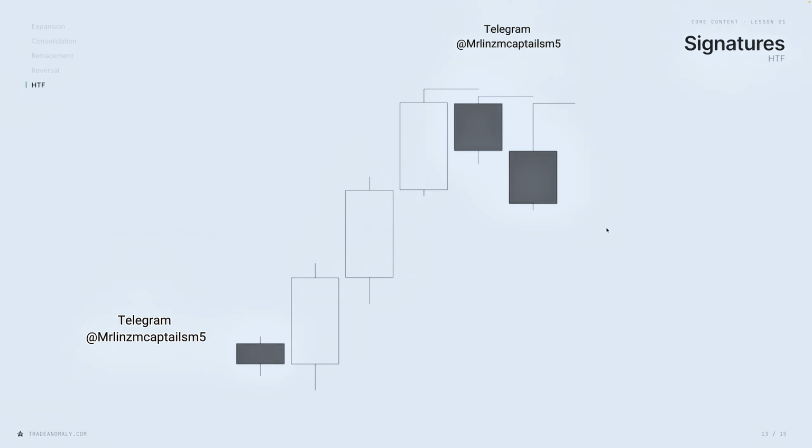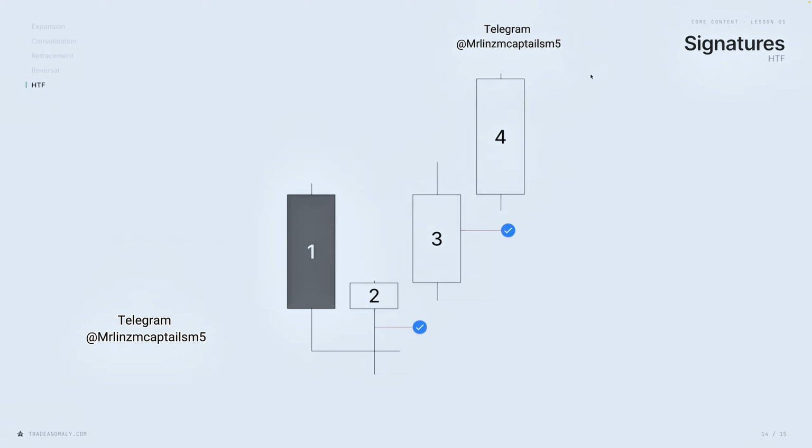And this is typically that continuation signature that we want to see, right? Price trades to this gap and expands again. Expansion, retracement, expansion, because consolidations and retracements are both continuation signatures. Now let's go ahead and talk about expansion signatures.